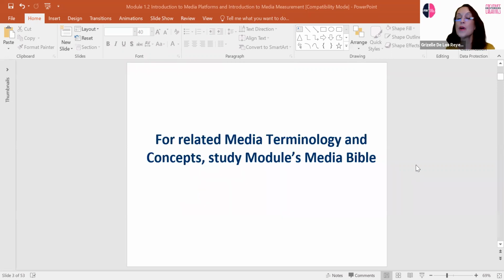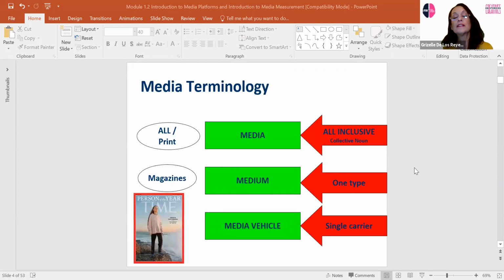Now, remember that you have a modules media Bible that goes a little deeper also into all the terminology that you need to know in this particular early phase. So let's start with the basics. Again, we're going to lay the foundations and start building from there.